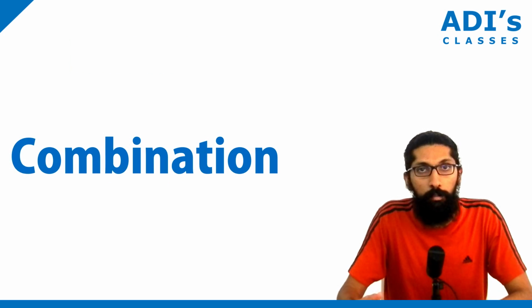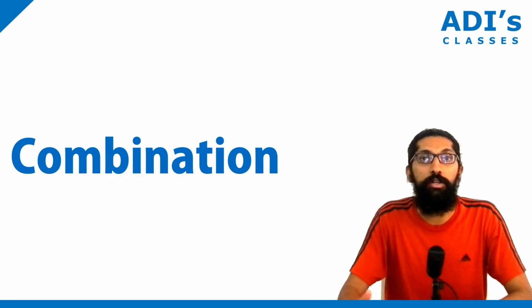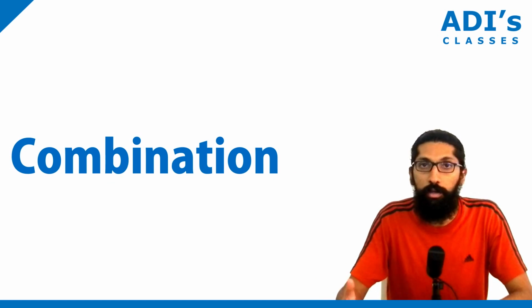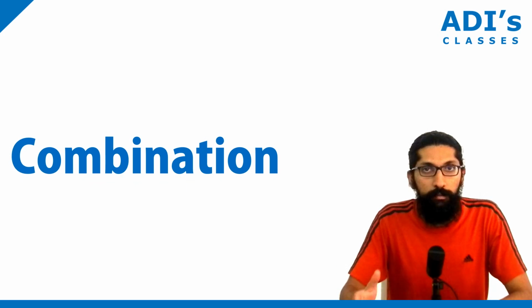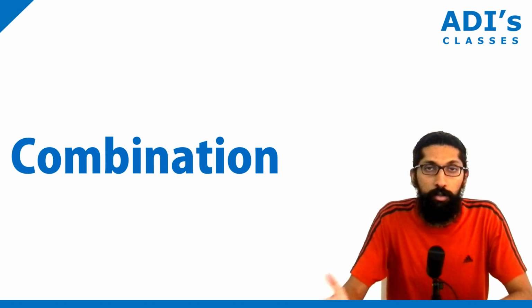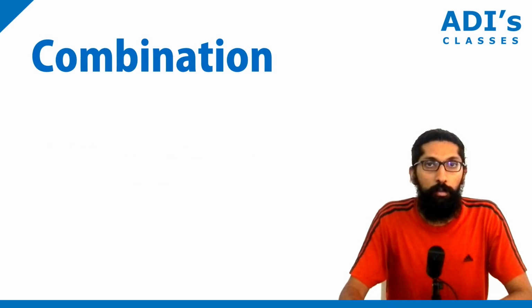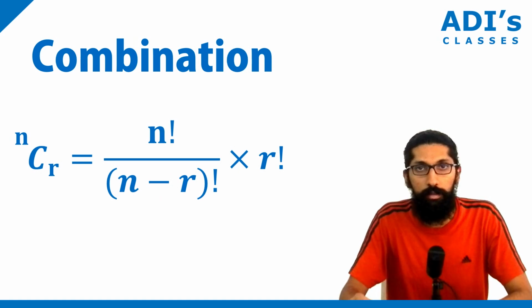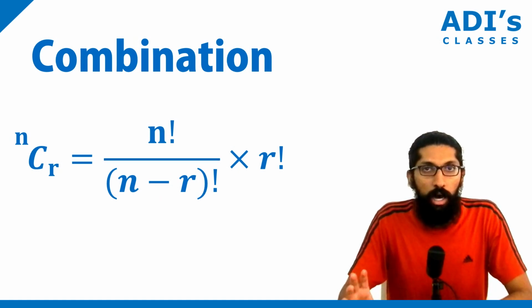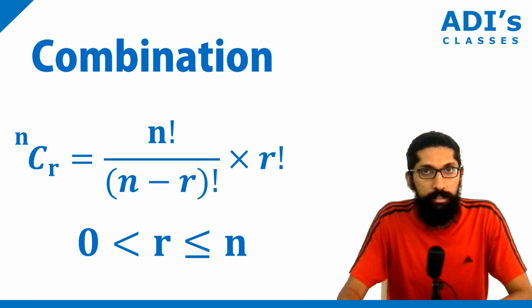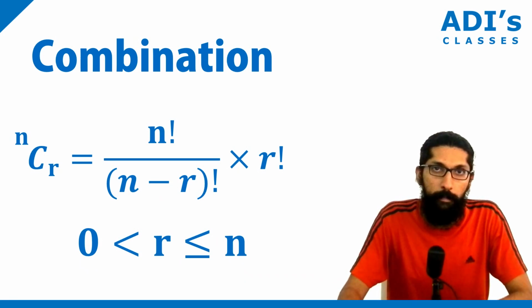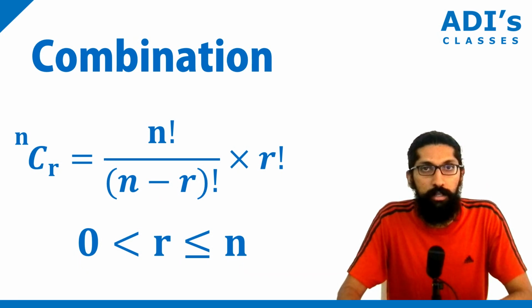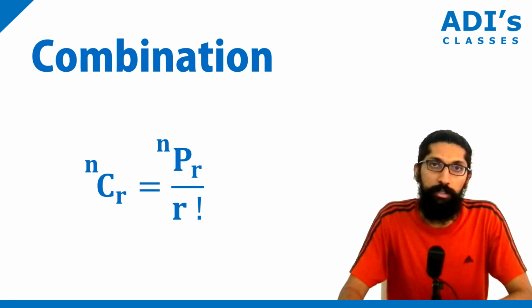The next concept is what? Combination. So under combination, meaning what? You're choosing, you're selecting, correct? Or you can also say you're grouping. Whenever you see these kinds of words, the keywords, you know you have to do combination. So combination is what? nCr is equal to n factorial by (n minus r) factorial into r factorial. The logic is the same. That is, r value is always positive, greater than or equal to 0, but less than or equal to n. Also, nCr is equal to nPr divided by r factorial.